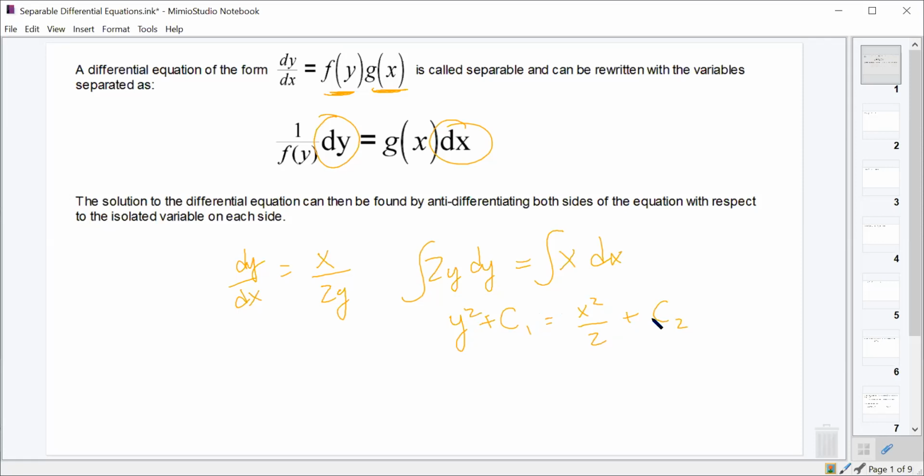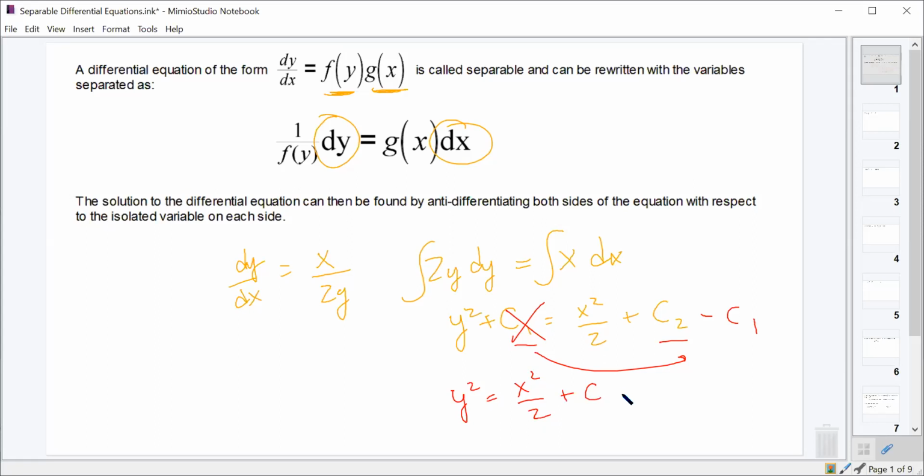Generally when we do these separable differential equations, rather than saying I got a constant on this side and a constant on this side, we'll just bring this over. In fact, we won't even write two different constants. We'll just say y squared equals x squared over 2 plus some constant. Since we're getting constants on both sides, we can just gather them all to one side. Does that make sense to everybody?